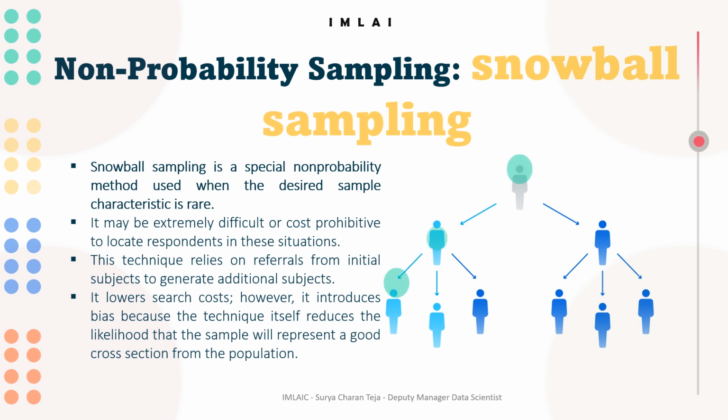Snowball sampling, as you can see in the animation on the screen, is a special non-probability method used when the desired sample characteristic is rare. It may be extremely difficult or cost prohibitive to locate respondents in these situations. This technique relies on referrals. You see, this guy will select one team, and out of that he will get referrals.